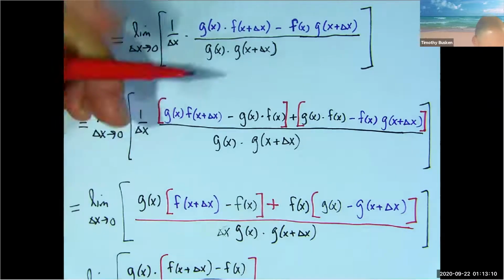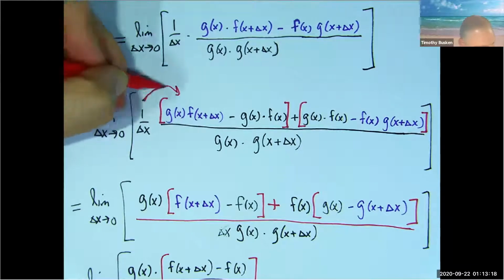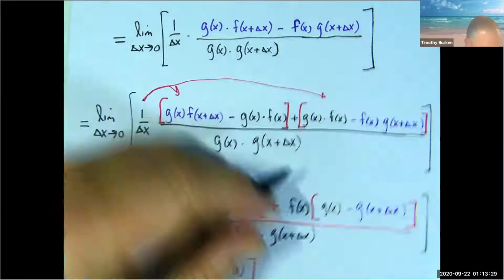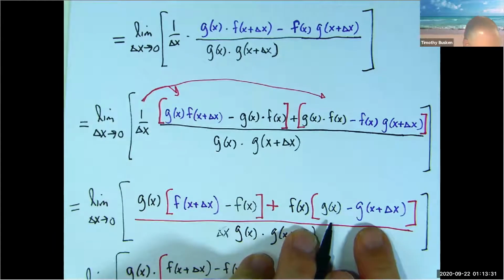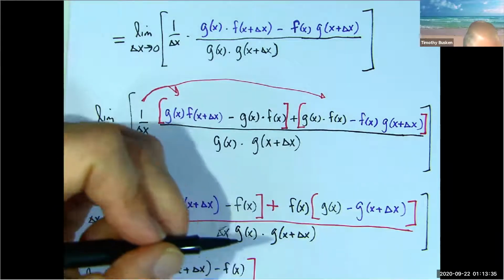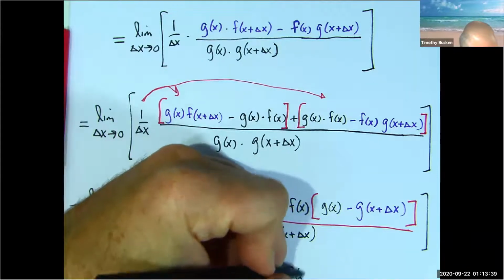Okay, so the 1 over delta x gets distributed into the first bracket, and then we're going to add that to the distribution of 1 over delta x into the second bracketed equation. So that's going to give us, but we're going to use the factored version of that bracket, of that expression. So that ought to give us plus f of x.